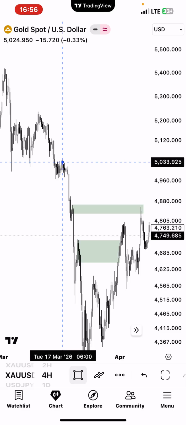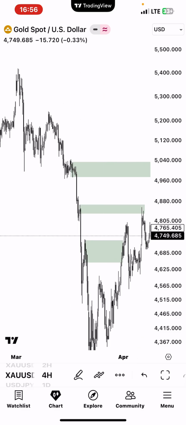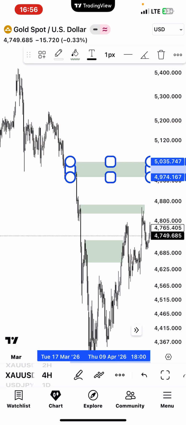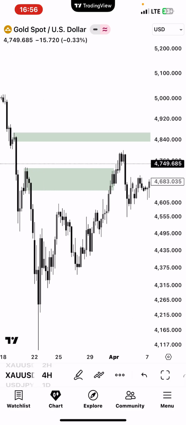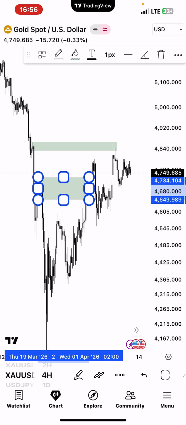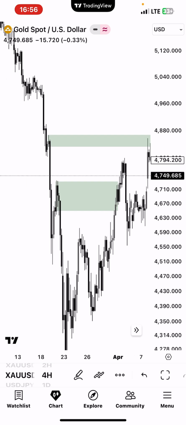There's something around here too. There are multiple. You can see them multiple times. There's another one here too. Multiple times. But let's look at what I played out. Now, let's look at these two scenarios, 1 and 2.